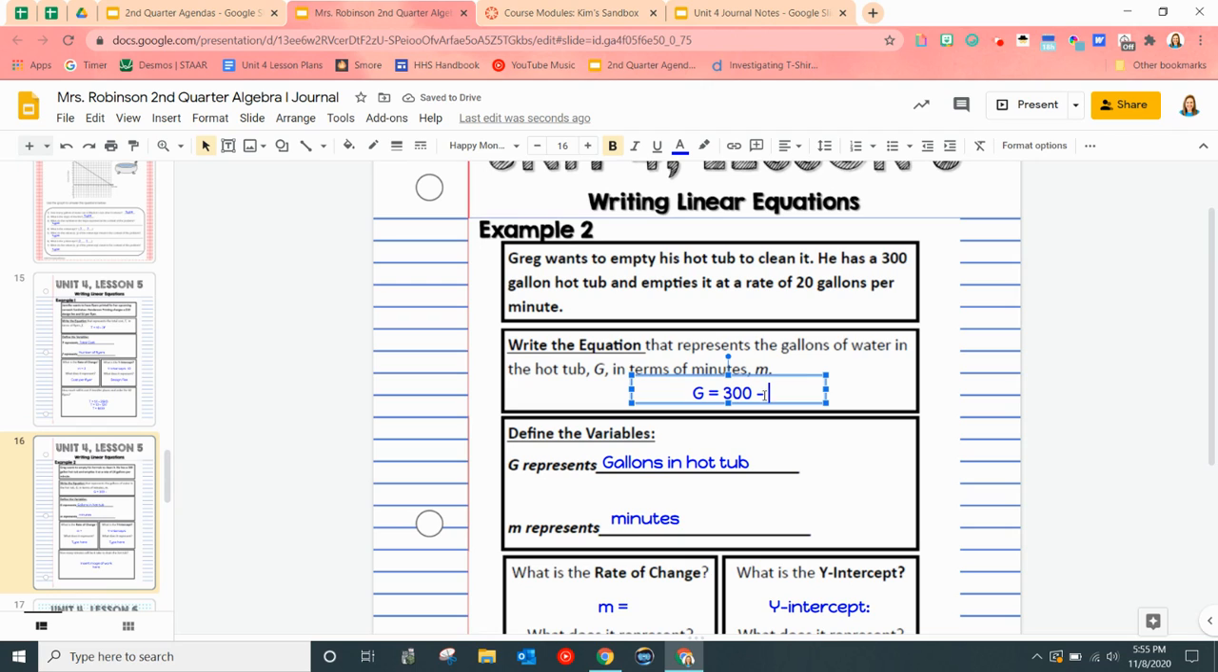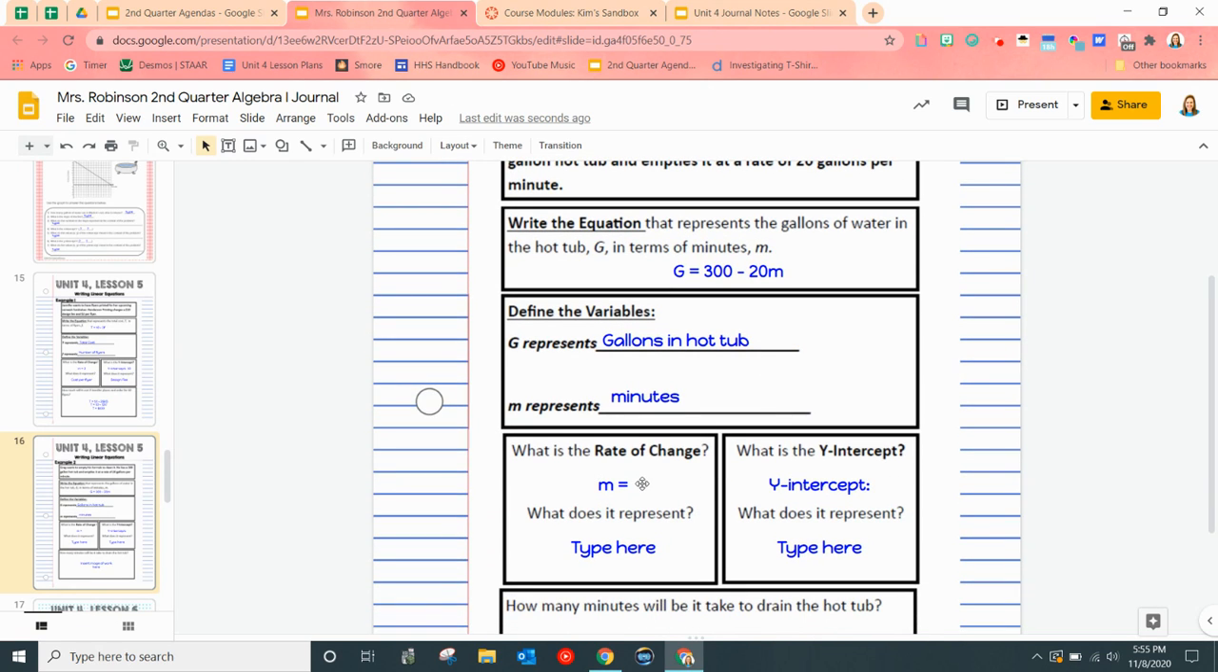Now, what are we subtracting? What's our rate? They already told us 20 gallons per what? Remember, per is a multiply word, per minute. So every minute, we're taking out 20 gallons. So notice what this does over here. And we're going to answer this question down here. What is the rate of change for this one? Well, what's in front of our variable on this side? 20. But what's the sign? Because we were subtracting, because we were taking water out, it's actually negative 20. So our slope for this one is negative.